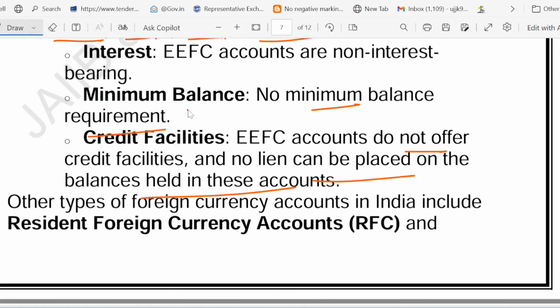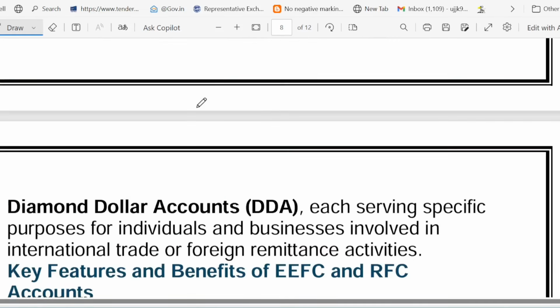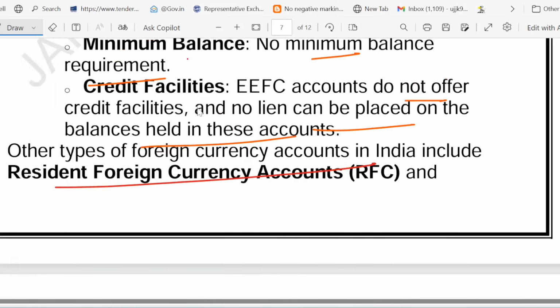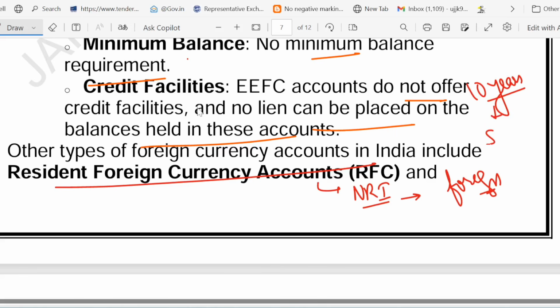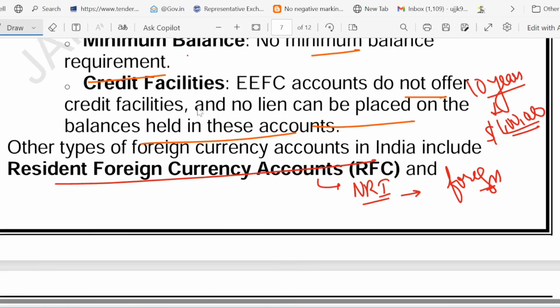The next kind of account that we have is the RFC account. That is a resident foreign currency account. For whom? Yes, the first question is for whom. So basically this RFC account is for NRI, non-resident Indian, who return to India. They can keep their foreign earning. Right, so he has returned to India, they can keep their foreign earning. For example, an engineer who worked in US for 10 years, and he saved $1 lakh, suppose. So when moving back to India, they open an RFC account to hold those dollars, so they can open it.